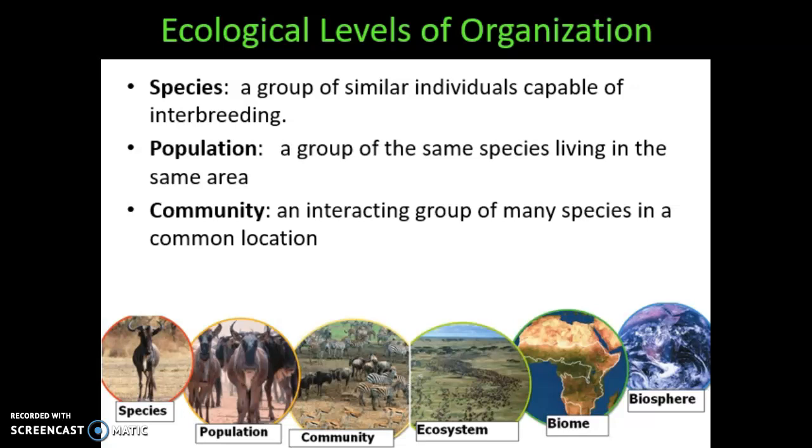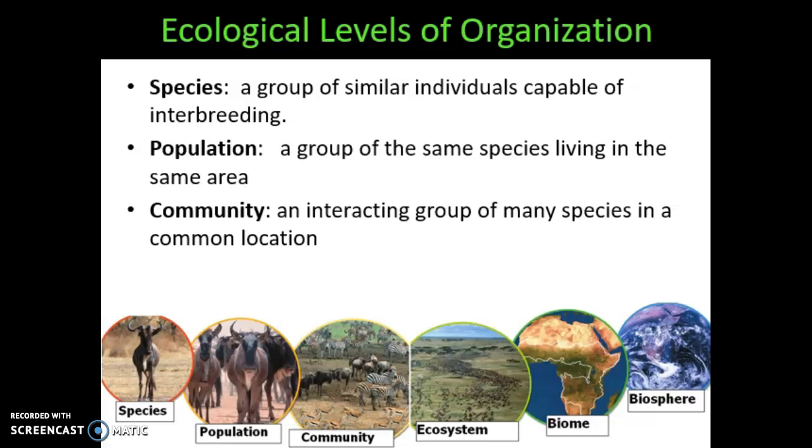Now, population is our next term. A population is all the same species living in a certain area, right? So we could be talking about the population of lions that live at the Philadelphia Zoo. Or we could be talking about a population of lions that lives on the continent of Africa. So it's all the same species in some defined area.